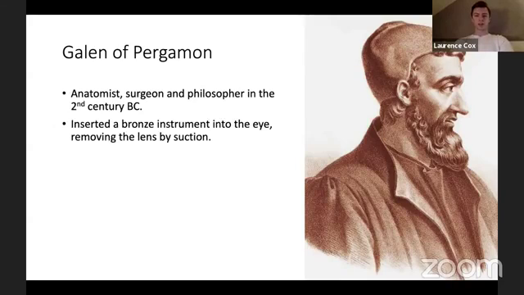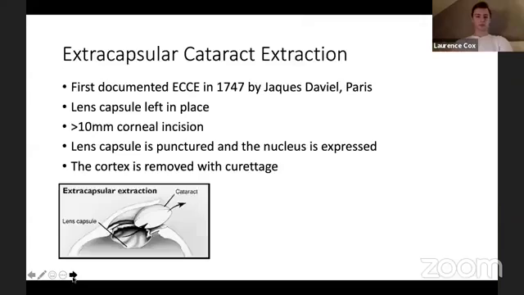He was an anatomist, surgeon, and a philosopher as well. And he performed probably one of the earliest precursors to modern cataract surgery by inserting a bronze instrument into the eye and actually removing the lens by suction, as opposed to obviously before with couching, where the lens was just pushed backwards. So on to more modern procedures now.